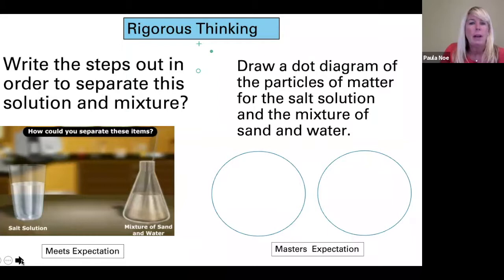Here's an example of what I would call rigorous thinking. Another image used from EduSmart, really good nature of science images. Write the steps out in order to separate this solution and mixture. And then the high level, what separates this out between just meeting the expectation of the standard and then mastering it would be if they could draw a dot diagram of the particles of the salt solution and then the mixture of sand and water. If they can do this in a dot diagram after they've told me how they're going to separate it out, they have definitely hit the mark.